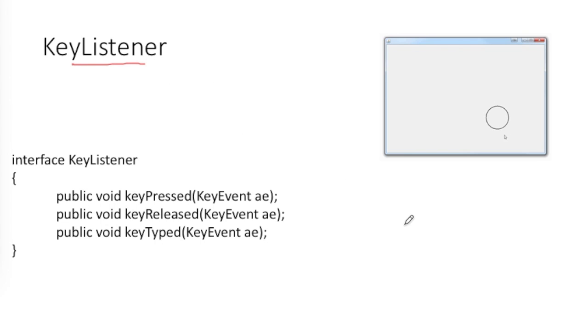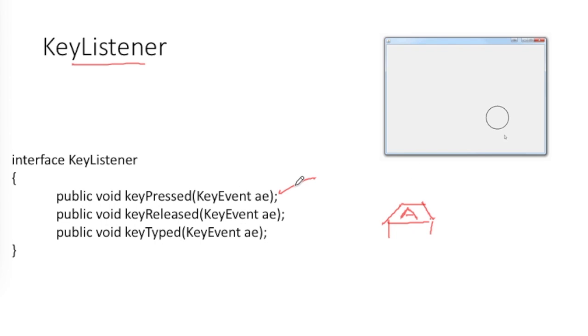Next is key listener. Key event is generated when a key on the keyboard is pressed or released. Any key on the keyboard may be pressed or released, or it is kept pressed for a longer time. If it is kept pressed for a longer time, that is called typed. Now this listener is having three different methods. In each of these situations, the respective method will be called.